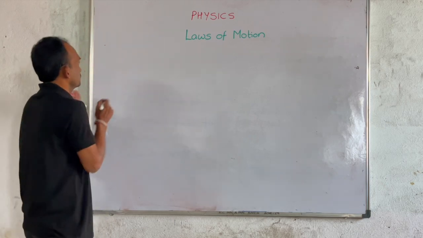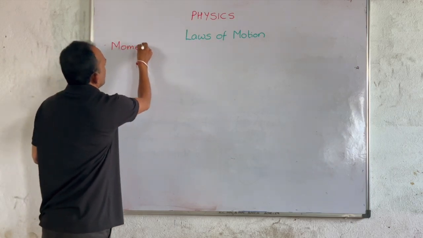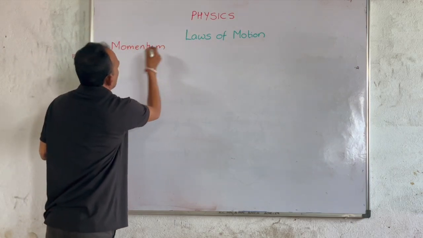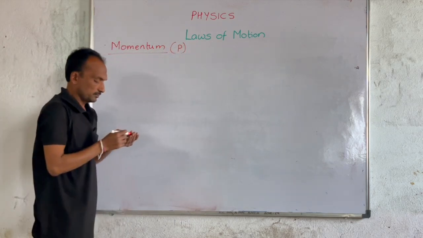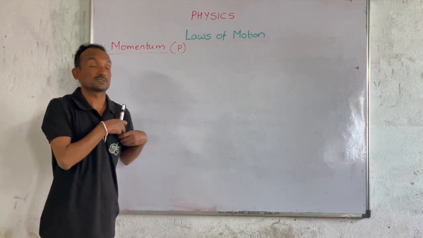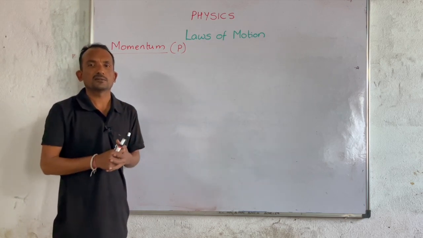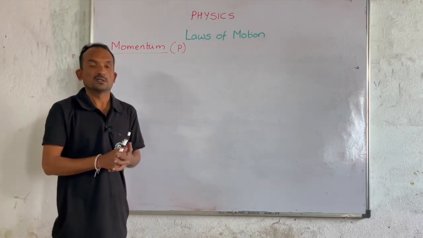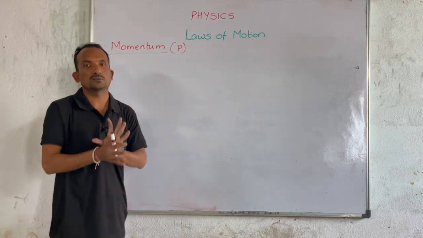Okay, next basic definition: momentum. It is also a new one, denoted by capital P. So what is momentum? In our daily life we use this word. There is no momentum in the body, there is no momentum in the bike, there is no momentum in the person. I will tell you so many times about momentum.